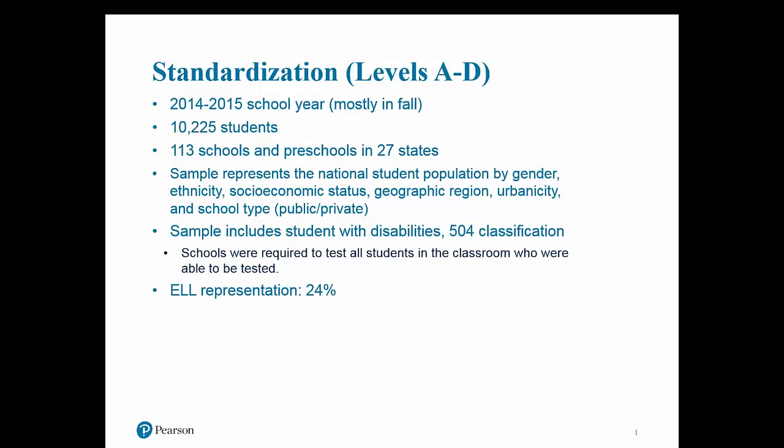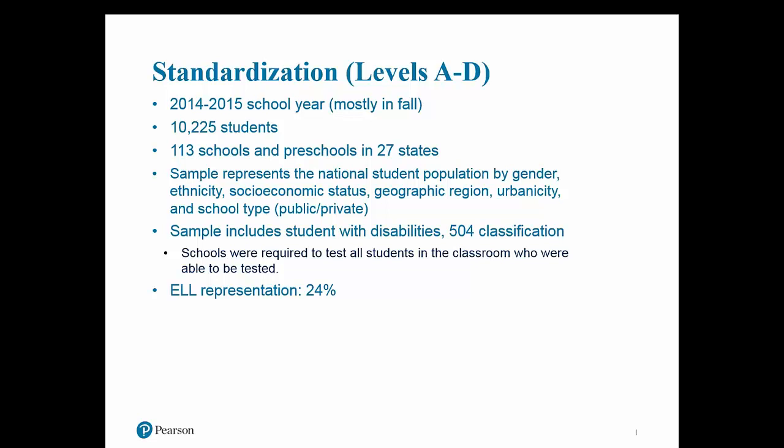Standardization occurred for levels A and D in the 2014-15 school year with a bit over 10,000 students. This came from 27 states. And the sample is representative of the national population on a variety of demographic characteristics that you've seen many times in test manuals, and I'll show you the details in just a minute.